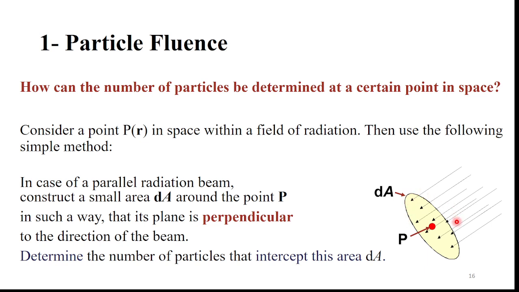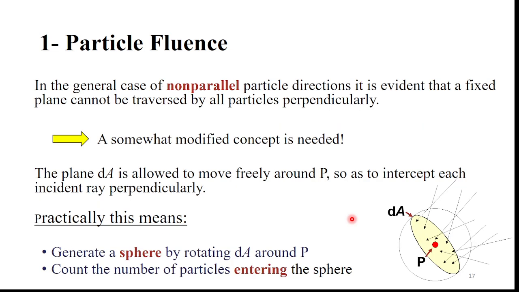Here we see the beams that are perpendicular to this surface area. From them we determine the number of particles that intercept the area dA. So we count the number of particles that intercept or cross this area dA. This is how we calculate the number of particles.